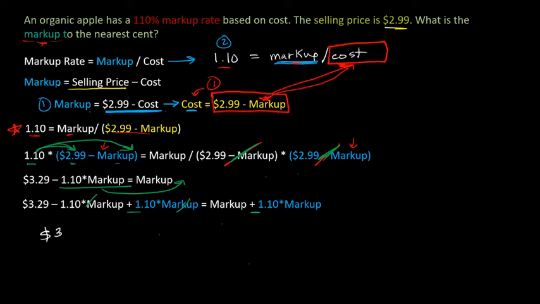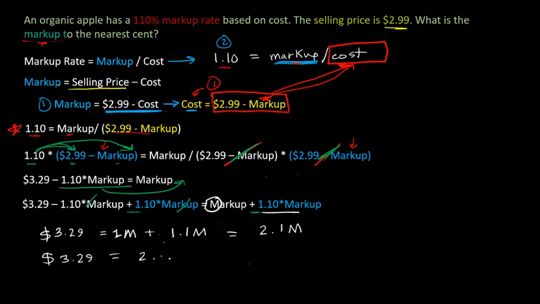I'm left with 3.29 equals, well, let's just use m instead of writing markup. So before I had m, and then I added 1.1m. Well, what's m plus 1.1m? Remember, there's an invisible 1 coefficient in front of that. So if I had 1m and I added another 1.1m, I now have 2.1m. So I have 3.29 equals 2.1m. Now I am going to divide both sides of the equation by 2.1.